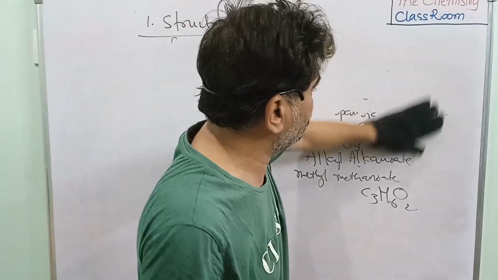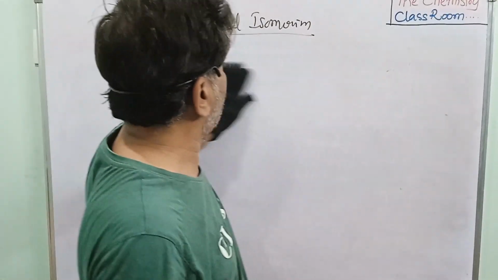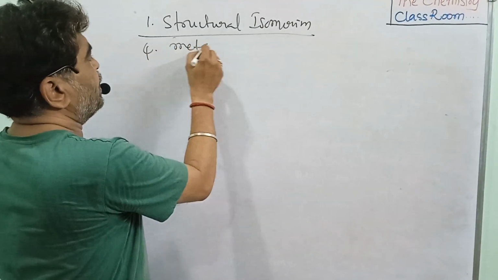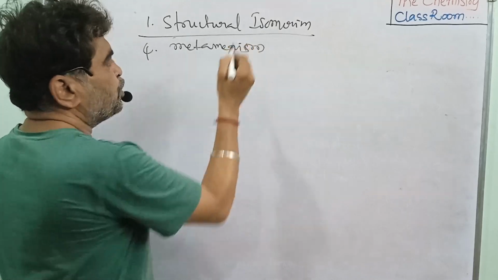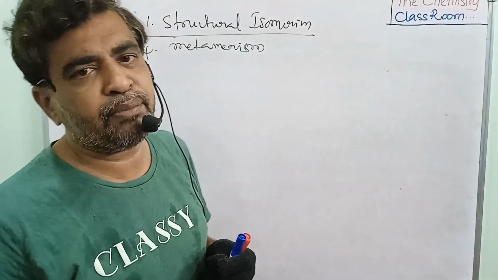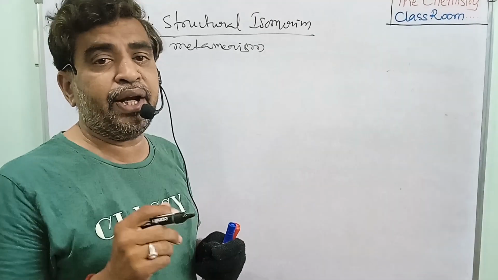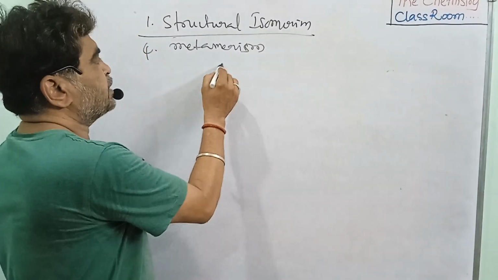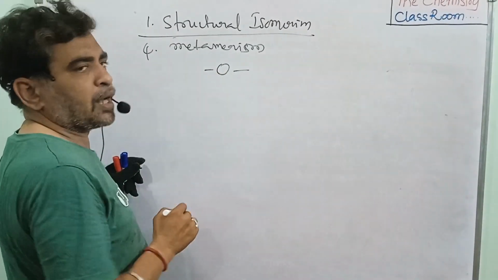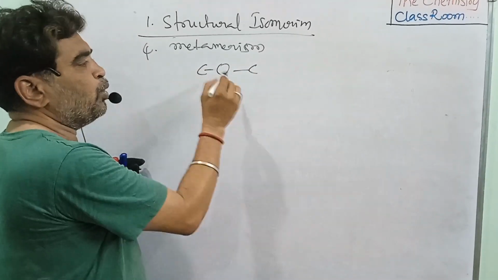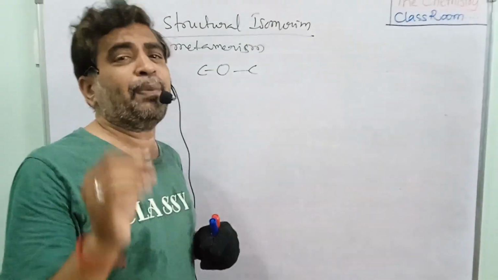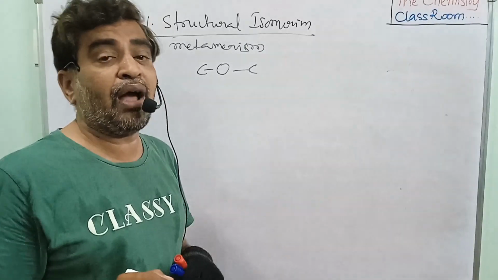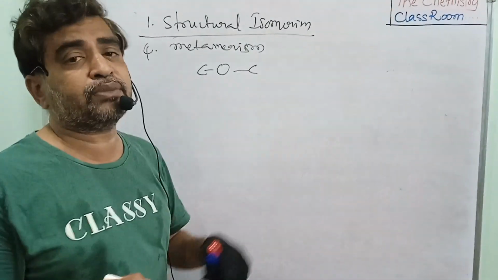Now we discuss the fourth one, that is metamerism. What is metamerism? To show metamerism, compulsorily we need some functional groups which have carbon on two sides. For example, the ether compounds: in these compounds the oxygen has a carbon chain on two sides. If you have a chain on both sides, only those compounds show metamerism. Compulsorily we should have the carbon chain on both sides, then only it shows metamerism.